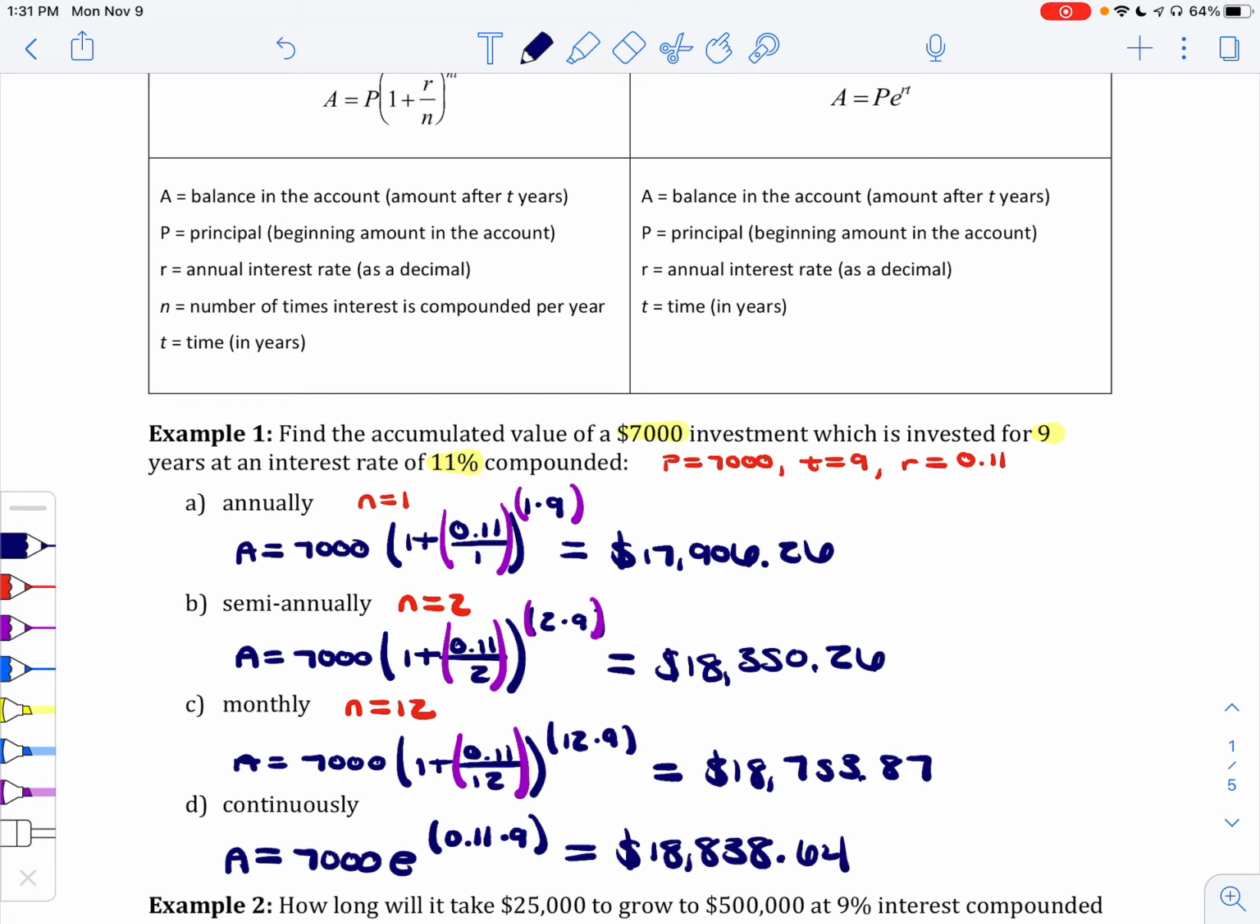And if we plug that in, we'll get $18,838 and 64 cents. So you can see that our trend continues here, that as the number of times compounded increases, your final amount that you get back out increases as well. So higher compounding, or more frequent compounding, I should say, is going to be a better investment for you.